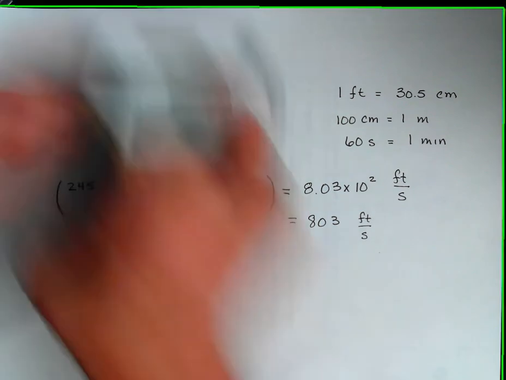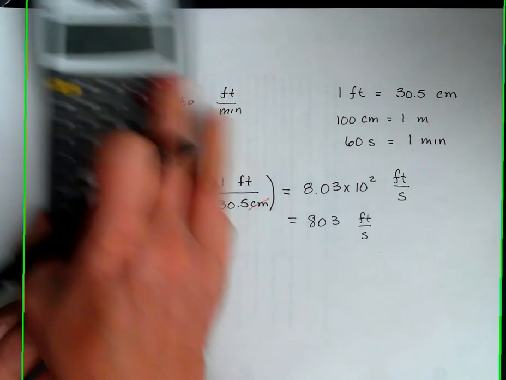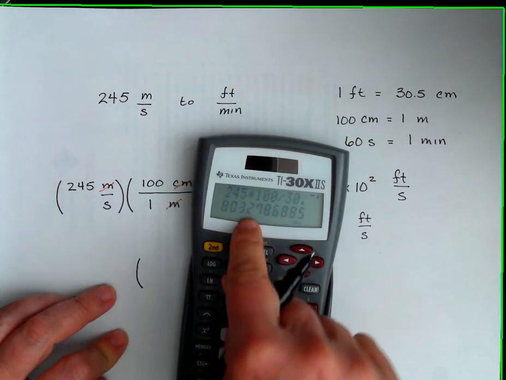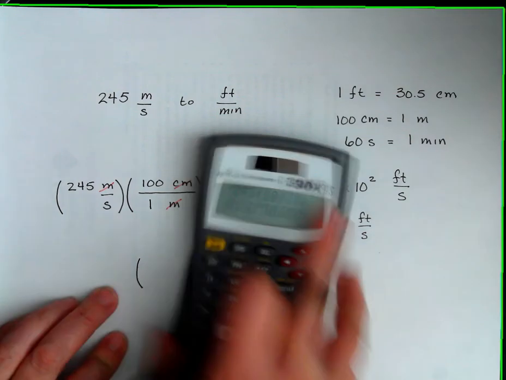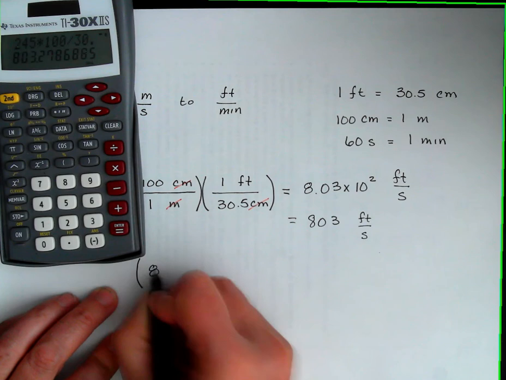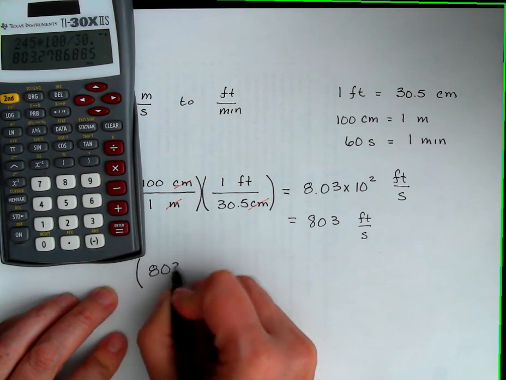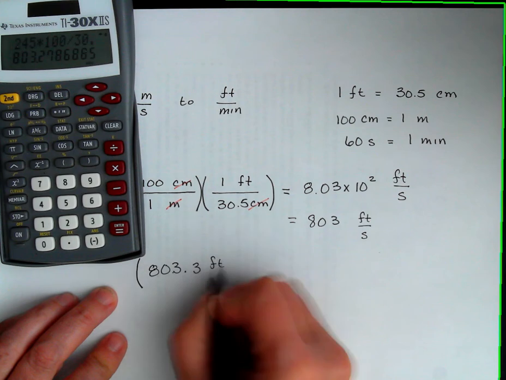Well, I really want my answer in feet per minute, so I've got to make that conversion there. And normally what we do when we're doing our calculations like this, I'm going to carry an extra digit for my calculations as an internal calculation. So in this case, I have a 7, so I'm going to have to round up. So this is going to be 803.3, and this is feet per second.